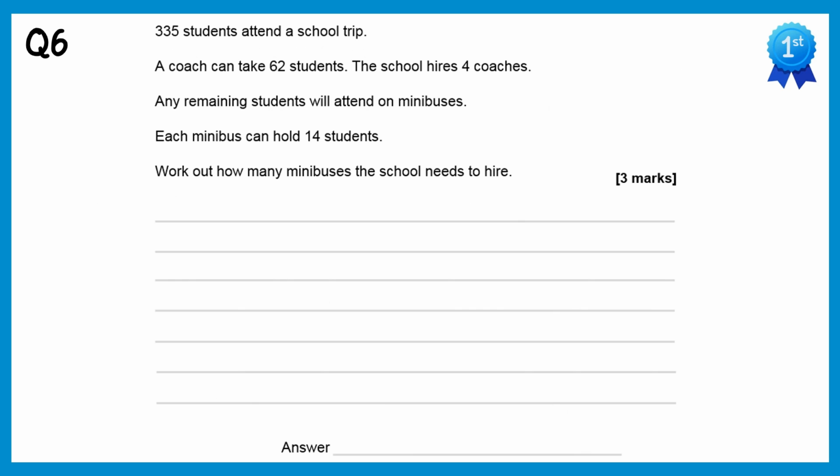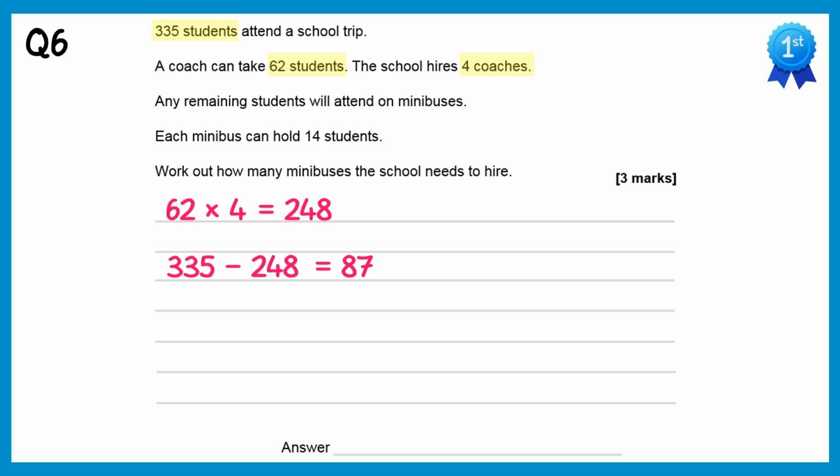In this question we're told that a coach can hold 62 students, and that the school hires 4 coaches. If we do 62 times 4 then, we find out that 248 students can fit on the coaches. Going on the trip though, we have 335 students, so if we do 335 take away 248, we find there are 87 students that won't fit on the coaches.